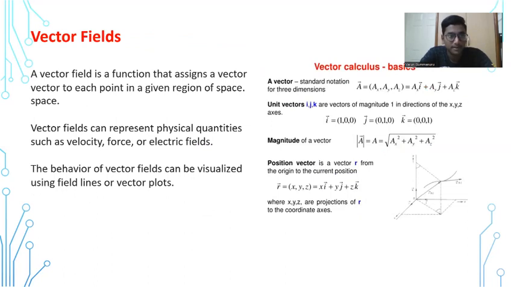Vector fields. A vector field is a function that assigns a vector to each point in a given region of space. Vector fields can represent physical quantities such as velocity, force, or electric fields. The behavior of vector fields can be visualized using vector lines or vector plots.